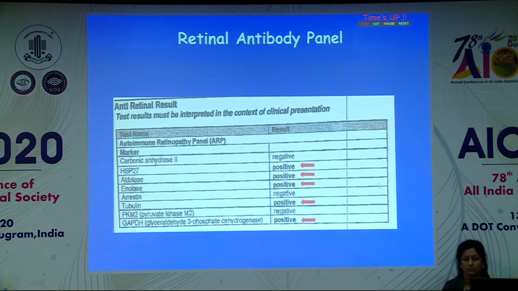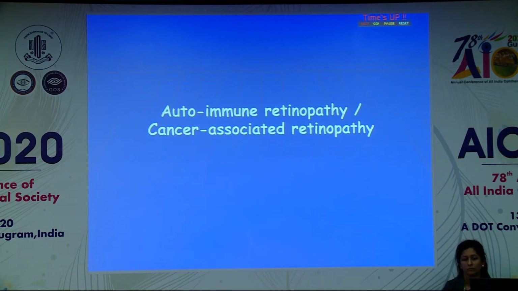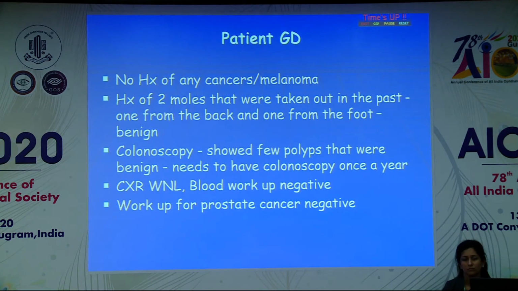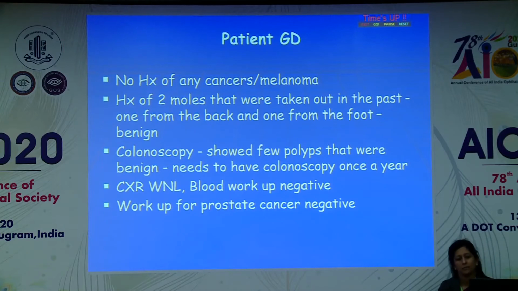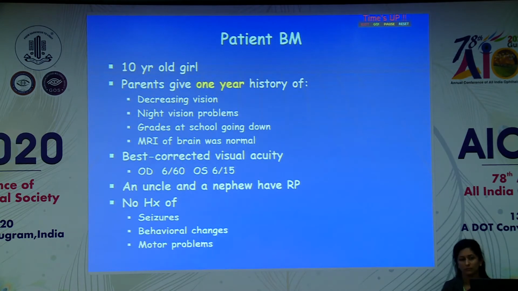So the ERG actually established, initially I was thinking it's a form of retinitis pigmentosa, but the ERG did establish that there was a selective B wave reduction, and there's autoimmune retinopathy and cancer-associated retinopathy. There's no history of any cancers or melanoma in the patient. There's a history of 2 moles that were taken out in the past, one from the back, one from the foot. Colonoscopy did not show any malignant lesions. Chest X-ray was normal, and blood workup was negative. So he didn't really show up, but we know that sometimes autoimmune retinopathy or Carr syndrome can precede the finding of any cancer in the body.